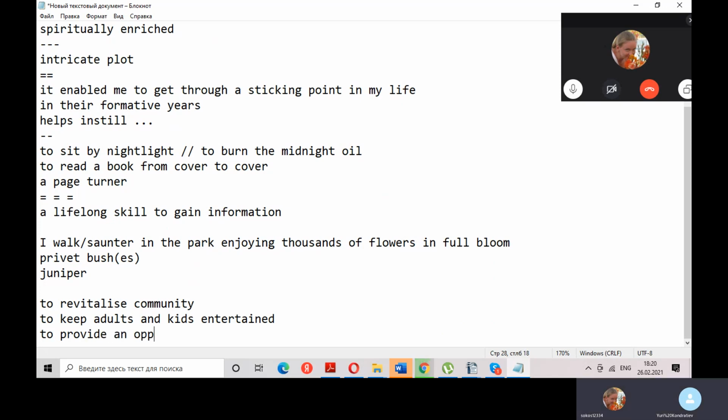So it can be used to revitalize community, to keep adults and kids entertained, so it's like a causative construction, and to provide an opportunity for social bonding. To provide outdoor recreation can be to provide entertainment services that enable people or citizens to enjoy their time. Okay, good. Now, what interesting public places are there in your hometown?